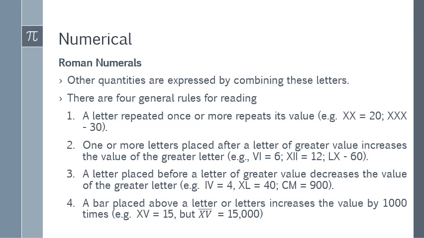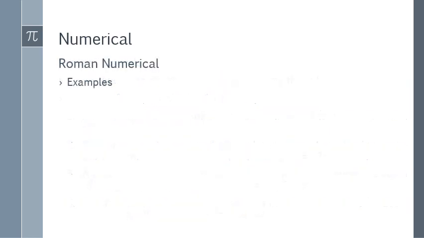Rule number 4: a bar placed above a letter or letters increases the value by 1000 times. For example, XV represents 15, while XV with a bar represents 15,000. Now here are further examples of the Roman numerals.